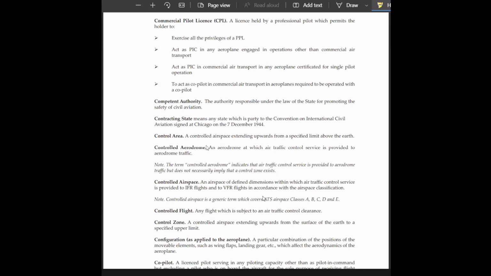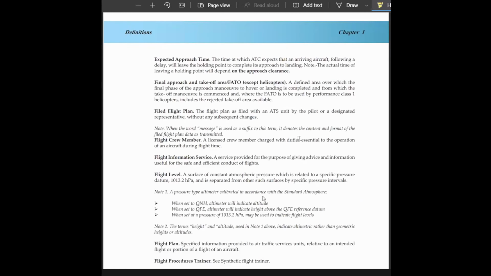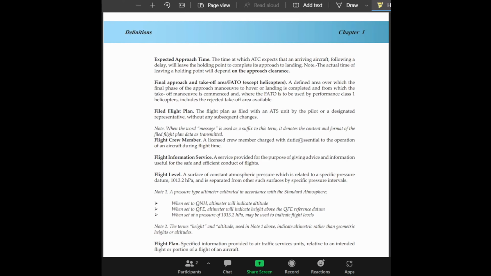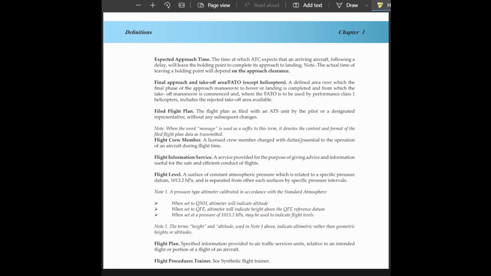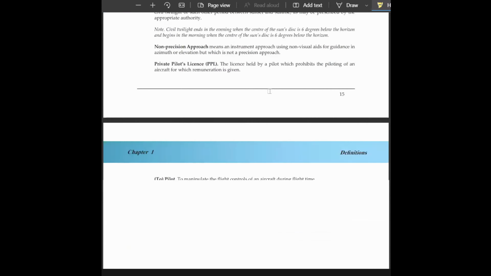Okay, there are also these terms QNH and QFE. We'll come into that a little later because that is a very confusing aspect. No worries. So no worries, we'll go ahead with it step by step.